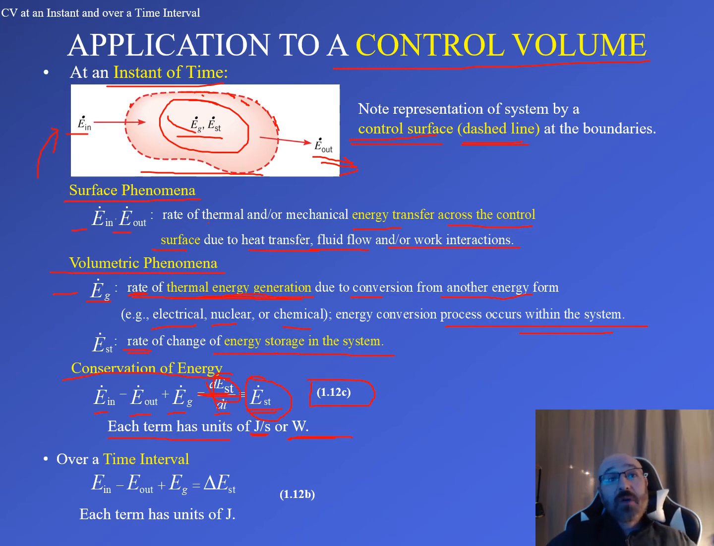Now that was for an instant in time. What about over a time interval? So it changes slightly. It's no longer the rates, those are no longer dots here, so it's just E in minus E out plus E sub G is equal to our delta E ST. In this one, each one of these is going to have a unit of joules rather than joules per second because it's no longer a rate, it's not relative to time. This relates back to equation 1.12b in our textbook.